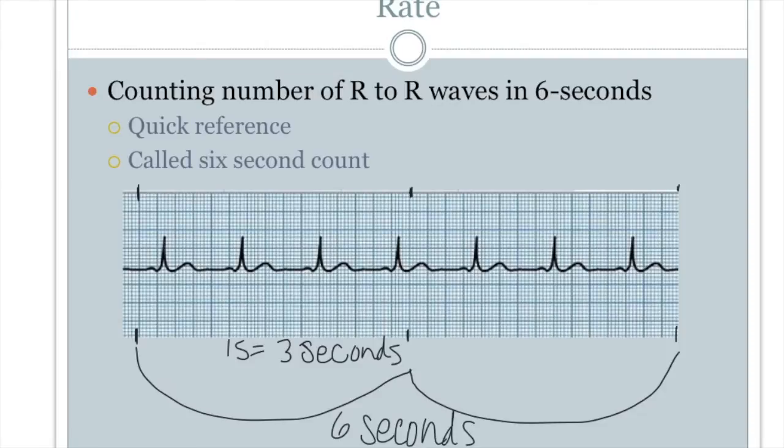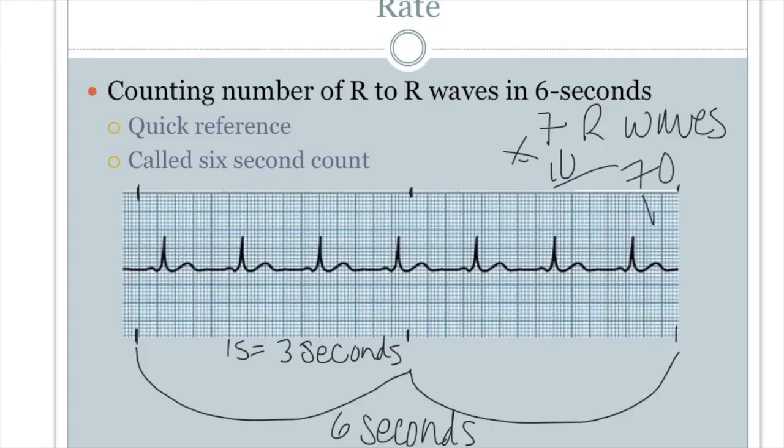Now what we're going to do is count the number of R waves. So we have 1, 2, 3, 4, 5, 6, 7. So 7 R waves. And then we have 6 seconds, and if we multiply 6 times 10, we have a minute. So all we have to do is multiply this 7 by 10, and we have 70 beats per minute. Very easy, huh?